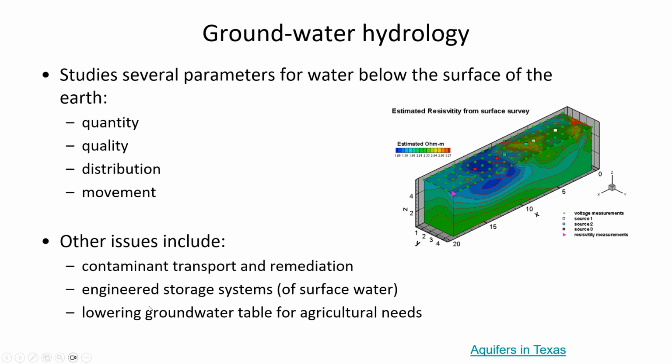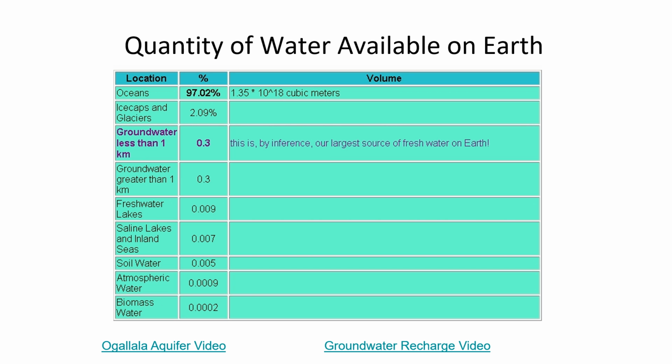The lowering of groundwater tables is a big issue in hydrology because there are a lot of places across the world where they're using more water out of the aquifer than is getting recharged over time. And we'll look at a video that talks about that in just a minute, the issue of depletion of subsurface aquifers.